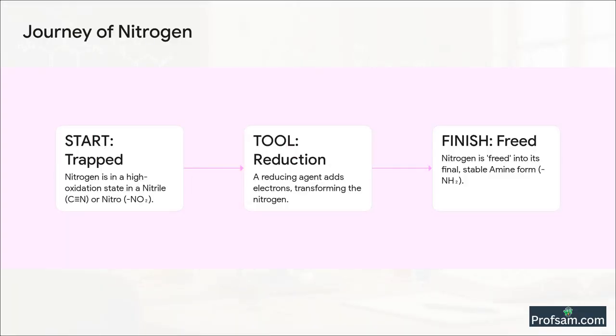Okay, let's create a mental picture of this whole journey. Just picture this. At the start, our nitrogen atom is trapped in a high-energy, high-oxidation state, stuck inside a nitrile or a nitro group. Then along comes our tool, the reducing agent, which adds electrons. And finally, what do we see? We see the nitrogen atom is now freed. It has settled into its stable, low-oxidation state as the final amine. So it's a journey from trapped to free.